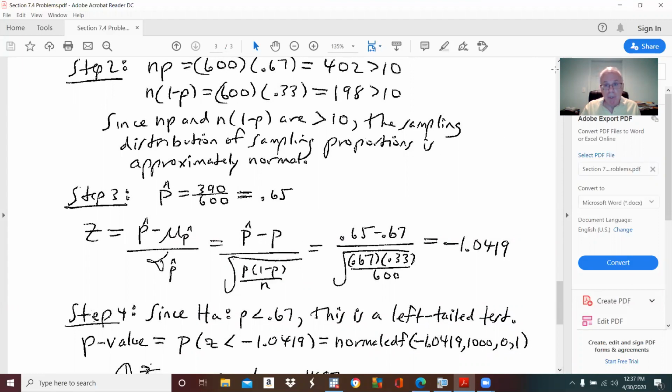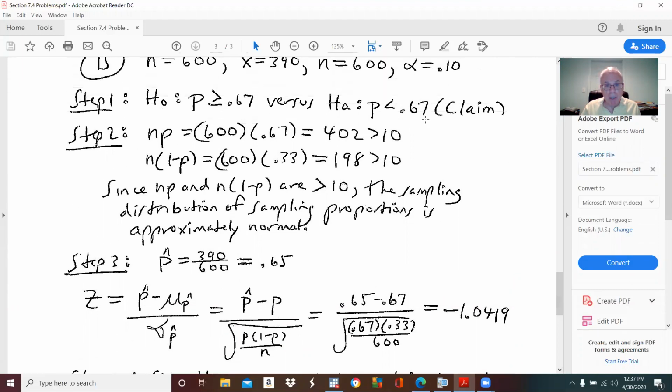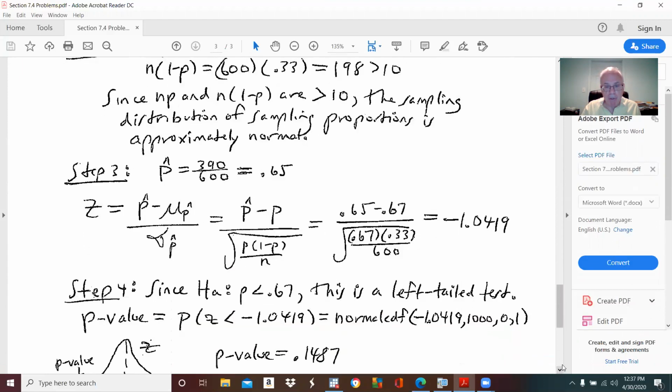Our 0.67, which comes from our hypothesis test, is the hypothesized value that we put in for p. So the numerator is 0.65 minus 0.67. The denominator is, again, the square root of, and again we use our hypothesized proportion p inside the square root, 0.67 times 0.33 divided by 600, which is the sample size. When we calculate this, we get negative 1.0419.